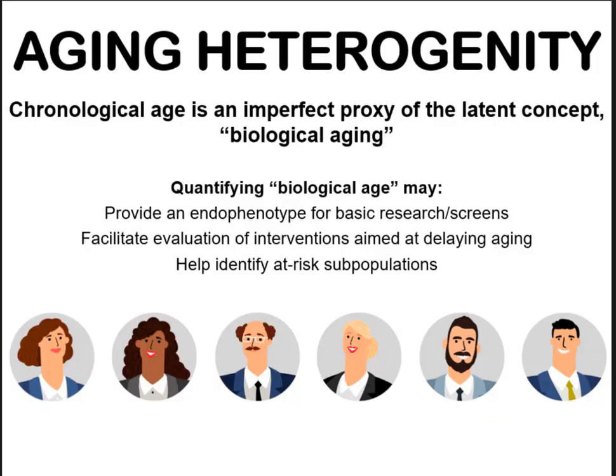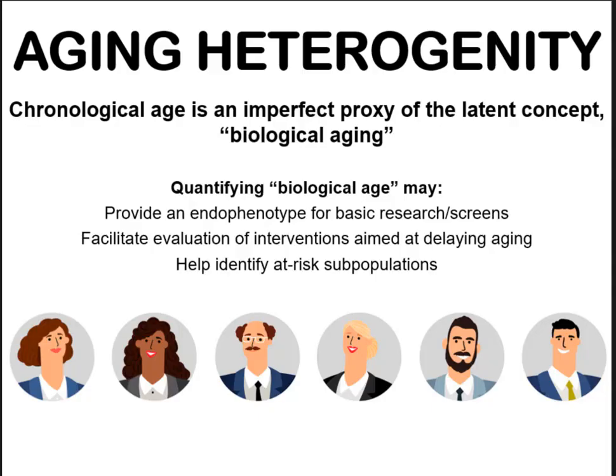Even though we think of these different hallmarks of aging as changes that are synonymous with aging, there's a lot of heterogeneity among individuals in terms of both their aging rates and the manner in which they age. So we think that chronological age is a very imperfect proxy for this latent concept we're trying to capture of biological aging that's leading to increased risk of different chronic diseases.